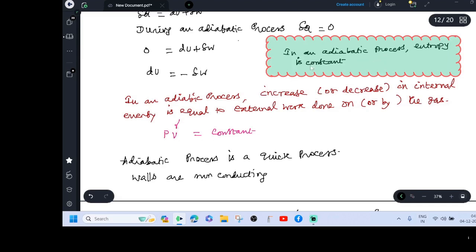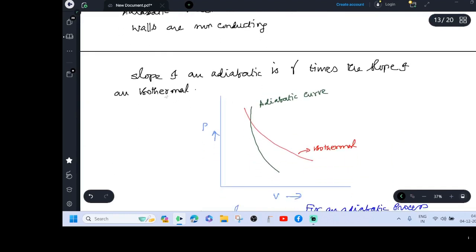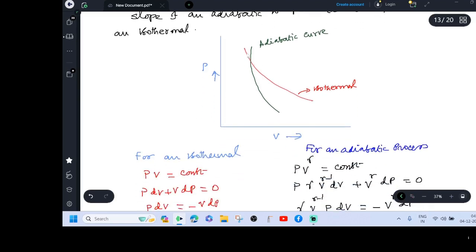In an adiabatic process, entropy is a constant, whereas in an isothermal process, temperature remains constant. Adiabatic process is a quick process. The walls are non-conducting in nature. If you see the slope of an adiabatic, that is gamma times the slope of an isothermal. Already we talked about the same. Isothermal process is a slow process, whereas the adiabatic process is a quick process, so it has higher slope.